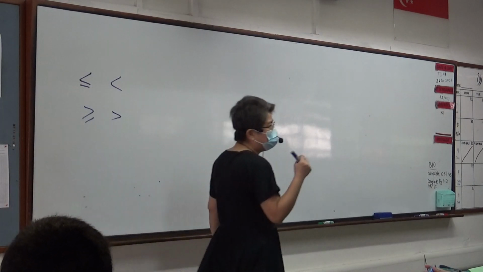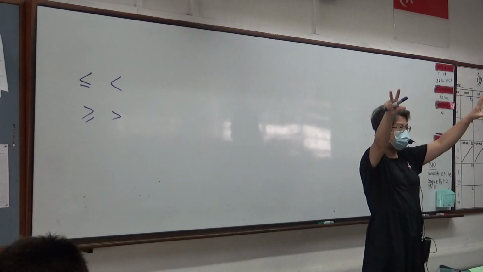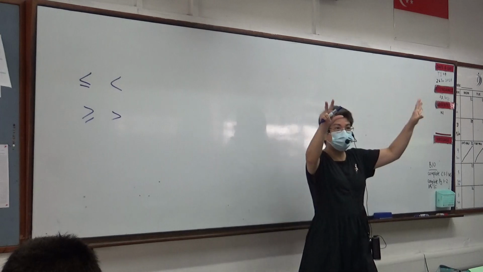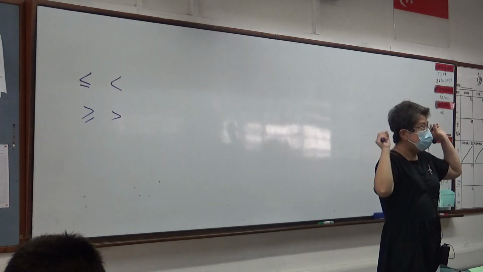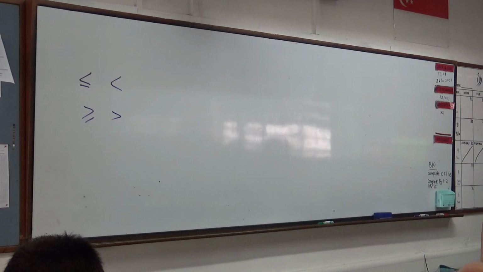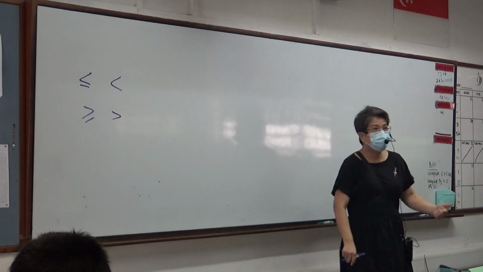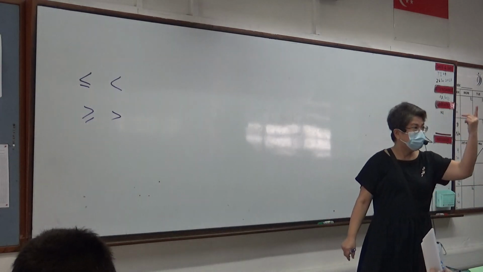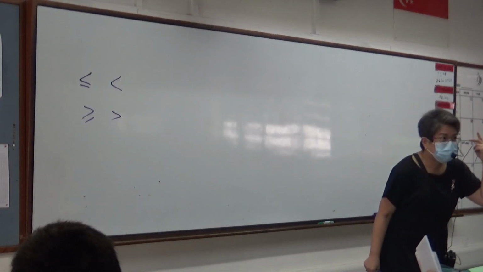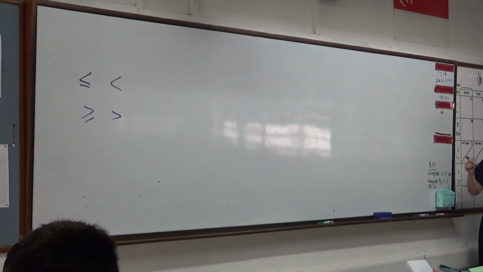In the video I told you, if you add something or subtract something, the sign remains the same. If you multiply or divide by a positive number, the sign will remain the same. If you multiply or divide by a negative number, the sign will flip. Understand? Okay. Then I also talked about the number line.